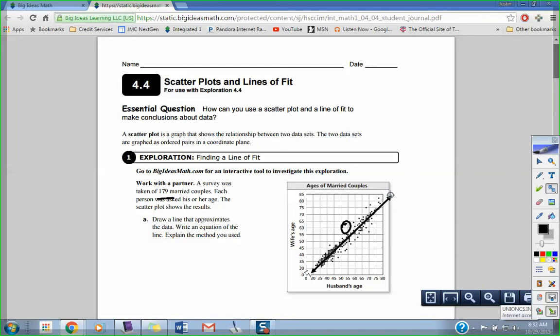Okay. Have you guys got that line drawn in there, number one? This is called a line of best fit or a fitted line, if you will. Right up here it says finding a line of fit. So the next thing they ask us to do is to write an equation of the line.